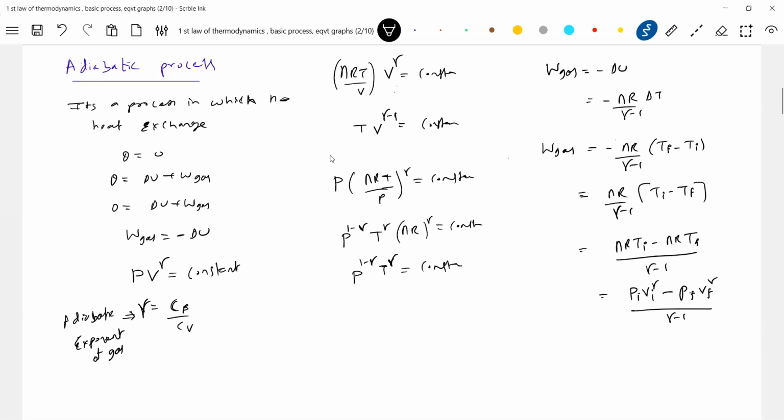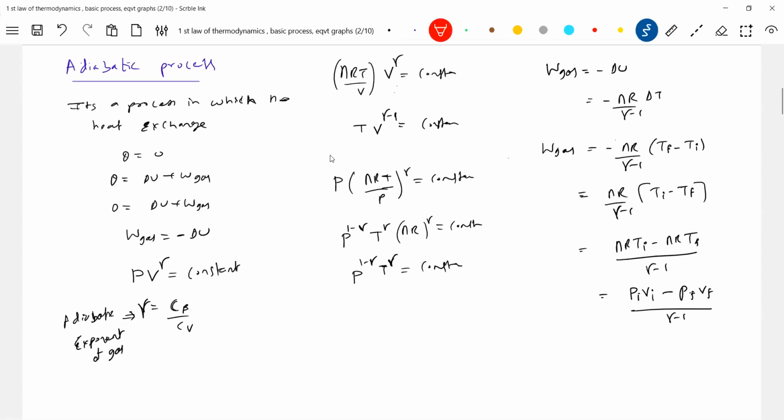Shall I write PᵢVᵢ to the power of gamma, or this one only? What is it? It's the ideal gas equation, no? So this will not come. Fine. PV equals nRT.